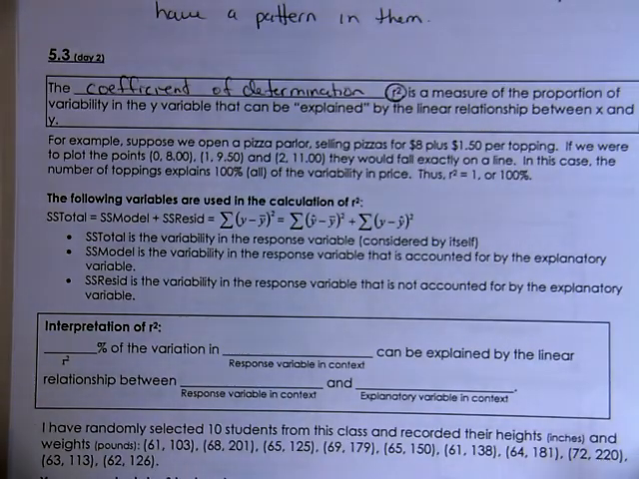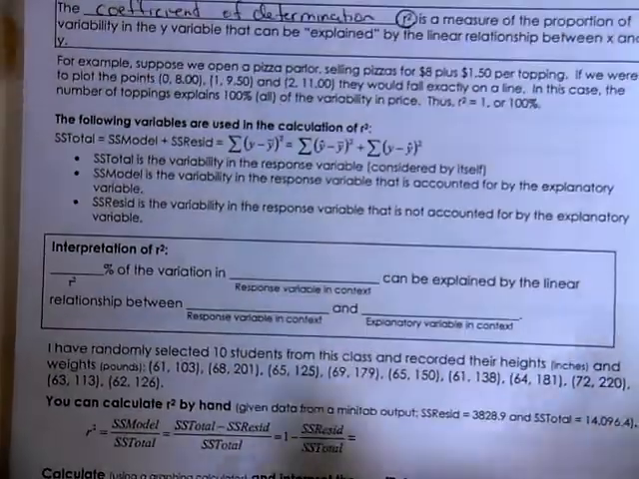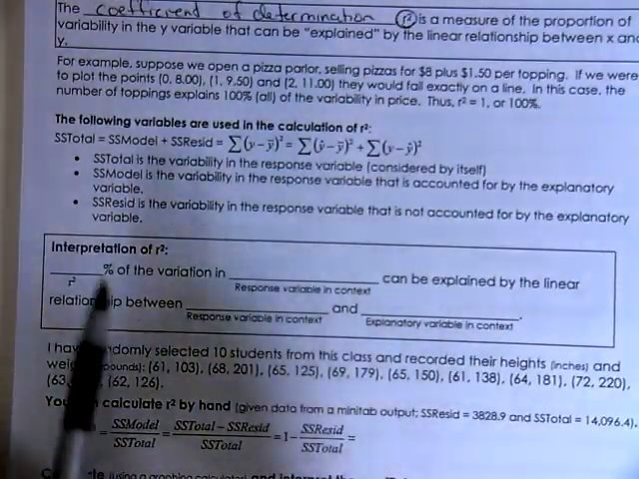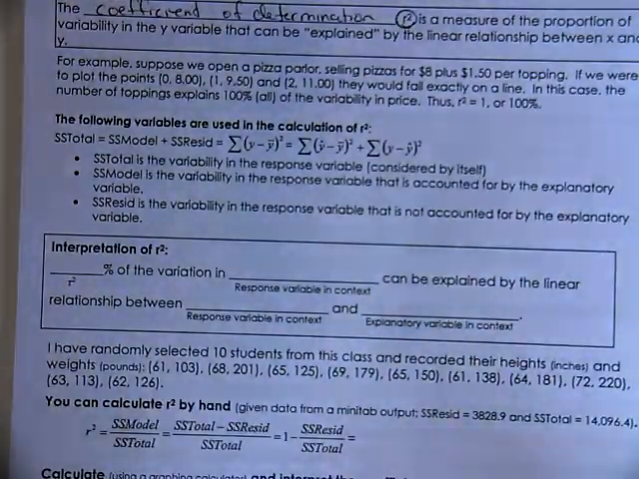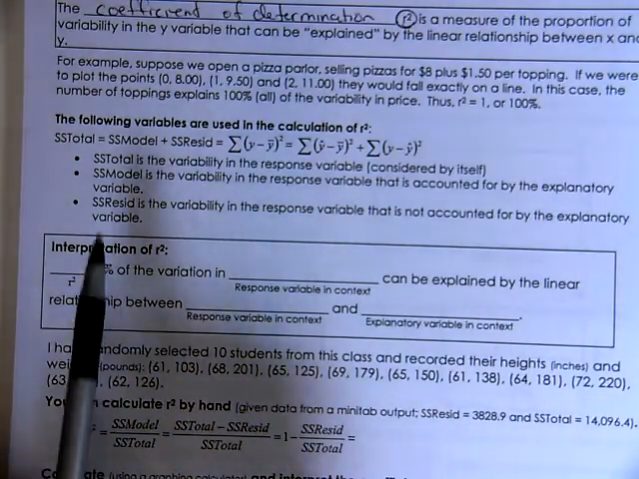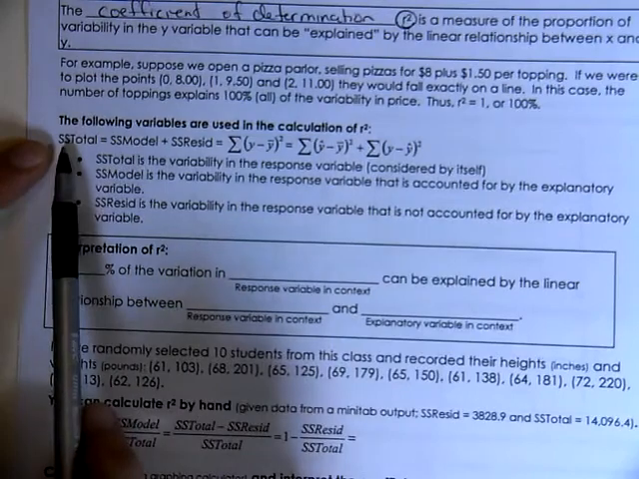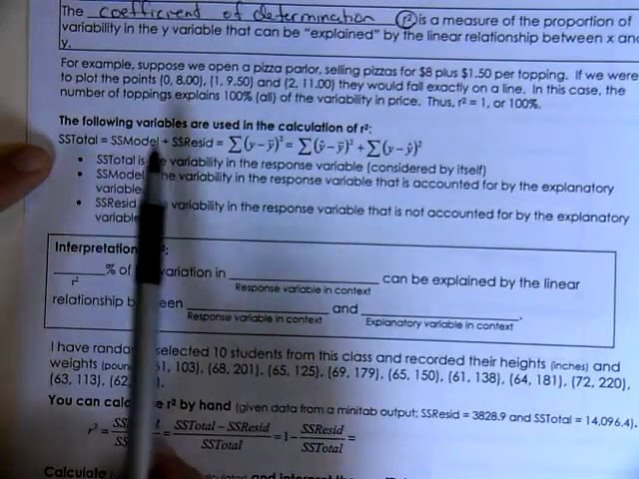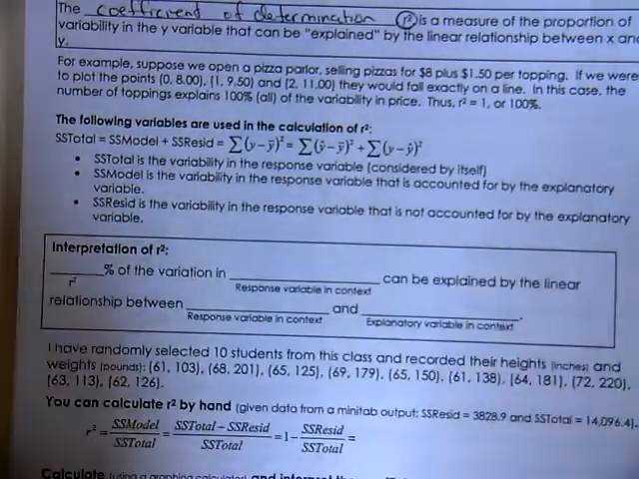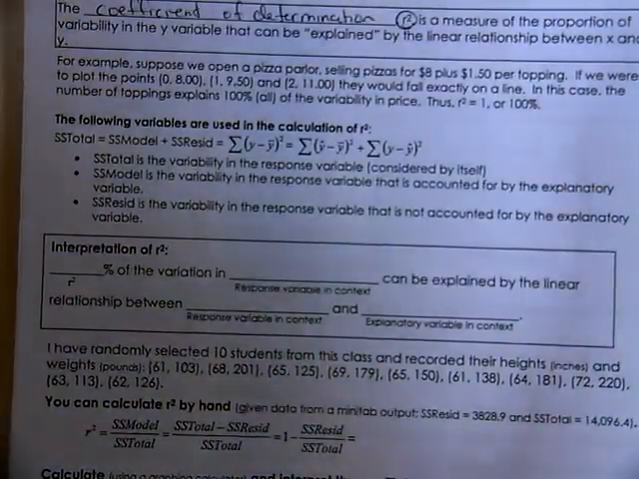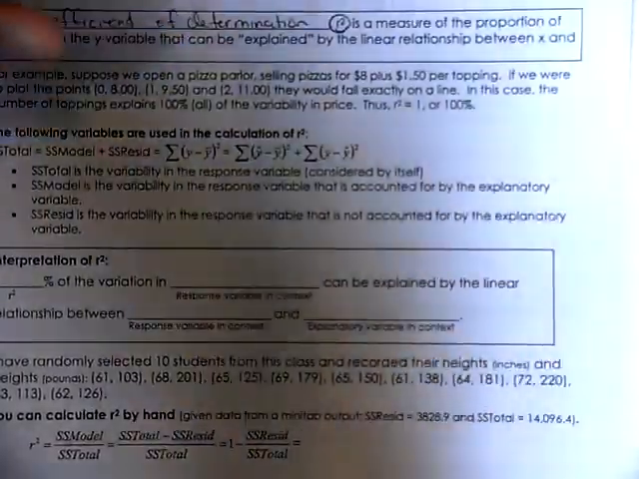So how do we find r squared? Now, here's where it gets a little technical. Some of this stuff I'm going to try and explain, like this is what you need to know, some of it you don't. So the following variables are used in the calculation of r squared. So we have SS total, SS model, SS residual.